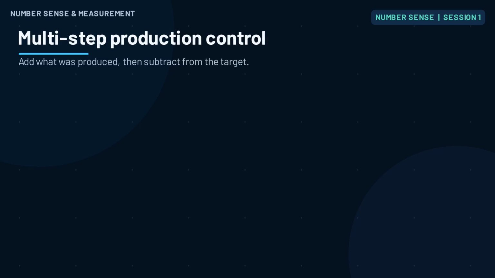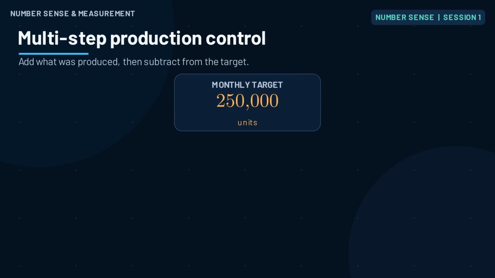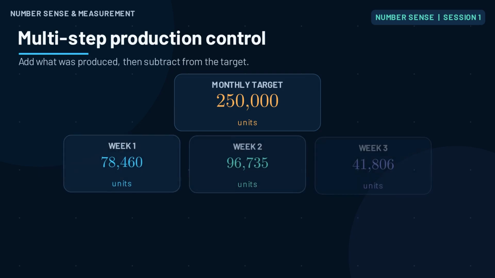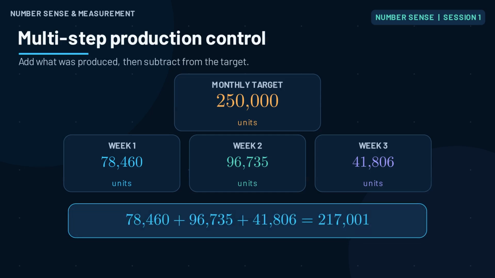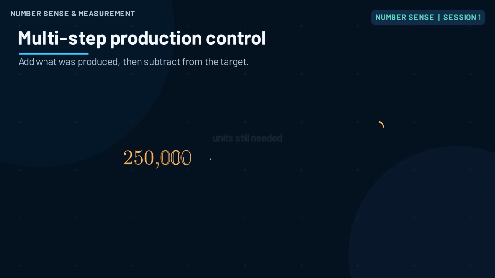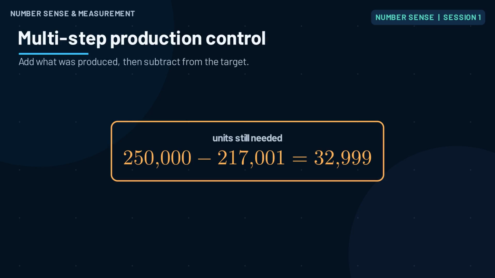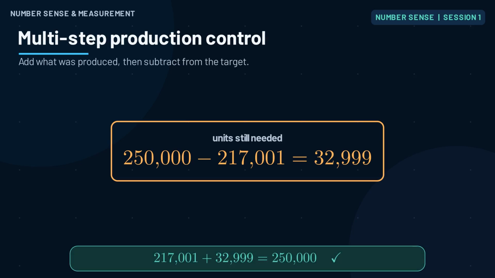Now combine place value with a multi-step production problem. A plant's target is 250,000 units. It produces 78,460, then 96,735, then 41,806. First add the 3 production amounts. Their sum is 217,001. Next, subtract that sum from the target. 250,000 minus 217,001 equals 32,999. Check by adding the needed amount back to production. The total returns exactly to 250,000.